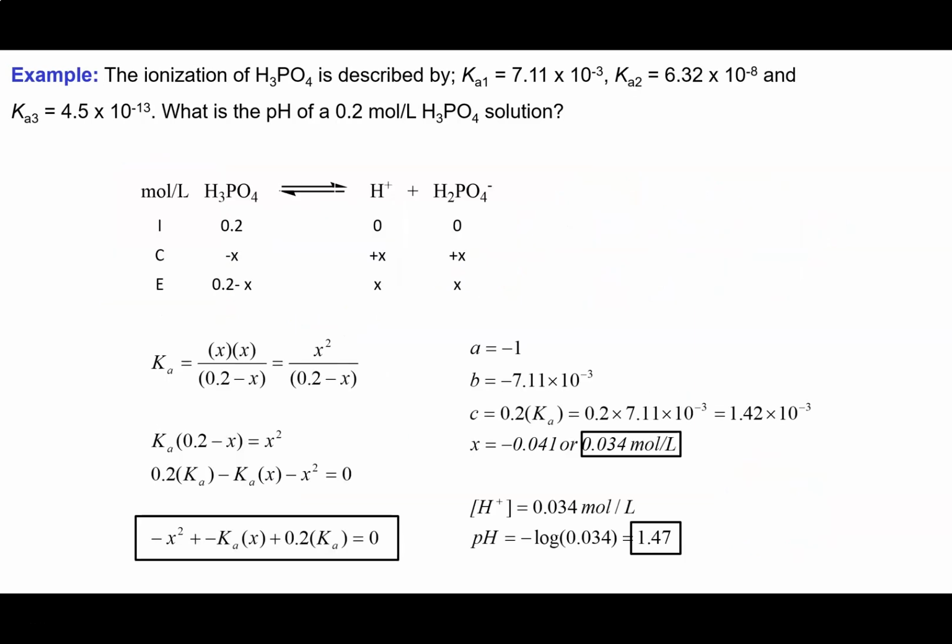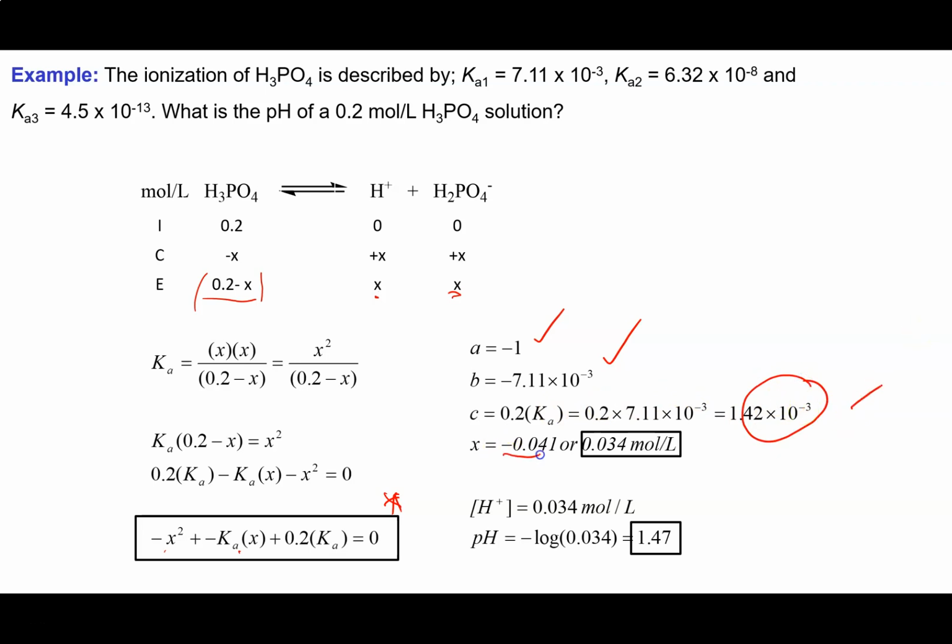So let's go through and try and solve. It is products over reactant concentrations, so that's just going to be X squared over 0.2 minus X. Then I've got to reorganize this into the form of a quadratic expression, which I've got there. So A is minus 1, B is minus Ka, and then C is my initial concentration 0.2 times the Ka, which I've evaluated there.